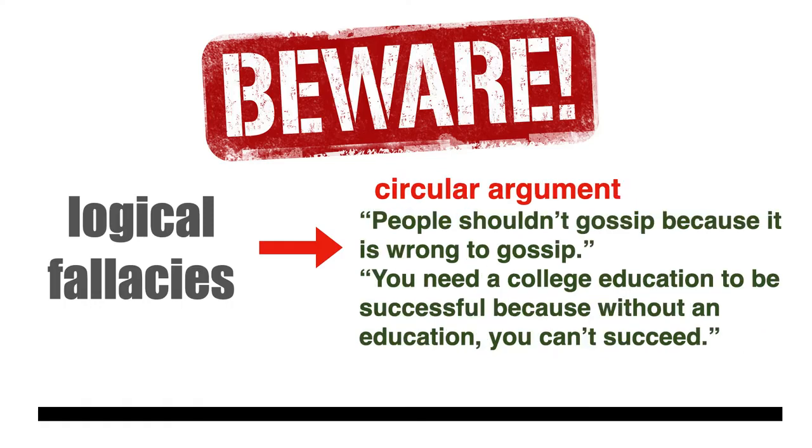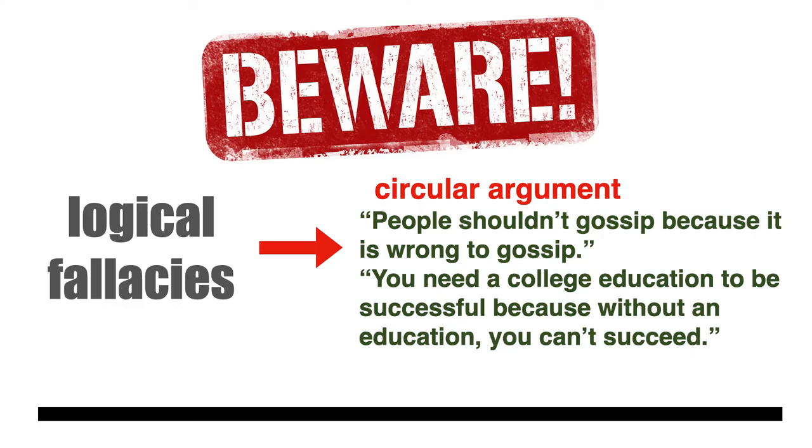The last type of logical fallacy we're going to look at is a circular argument. In a circular argument, the author or speaker tries to prove his thesis by simply finding a new way of saying the same thesis. For example, if you said, "People shouldn't gossip because it's wrong to gossip," you're basically saying the same thing. Or, "You need a college education to be successful because without an education you can't succeed." You're not introducing any new reason, you're just restating the claim in a different way.